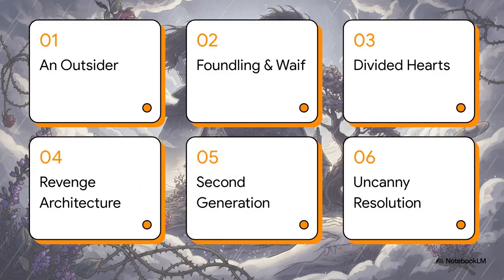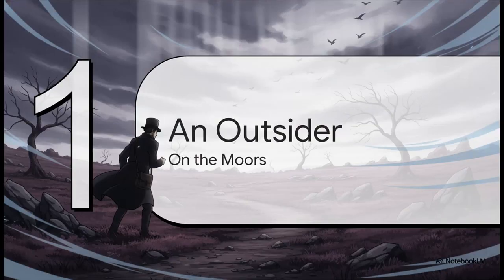So here's our roadmap for this explainer. We're going to cover 6 key phases. First, an outsider on the moors. Then, the foundling and the waif, 2 houses, divided hearts, followed by the architecture of revenge, the second generation, and finally, the uncanny resolution. Section 1, an outsider on the moors.